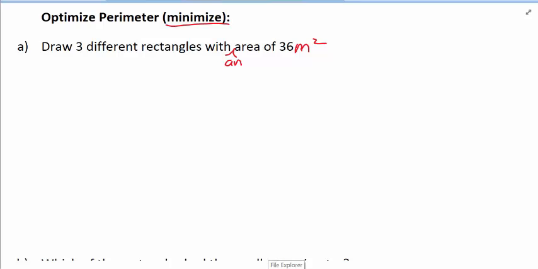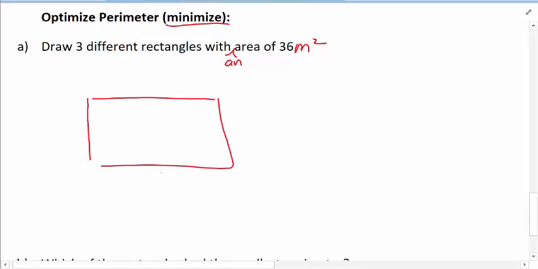So what would I have to do here? I should have chosen a different number here. But what are some different ones? 4 by 9. Yes? So the area is 36. What's the perimeter? This times this gives you the area. This plus this gives you 13, times 2, 26.